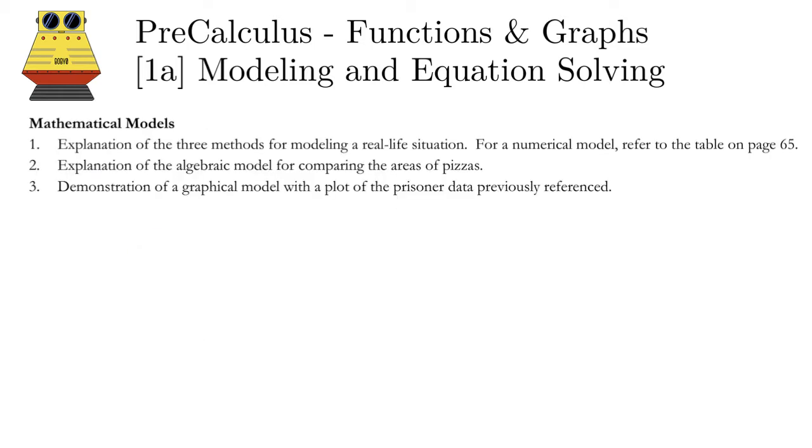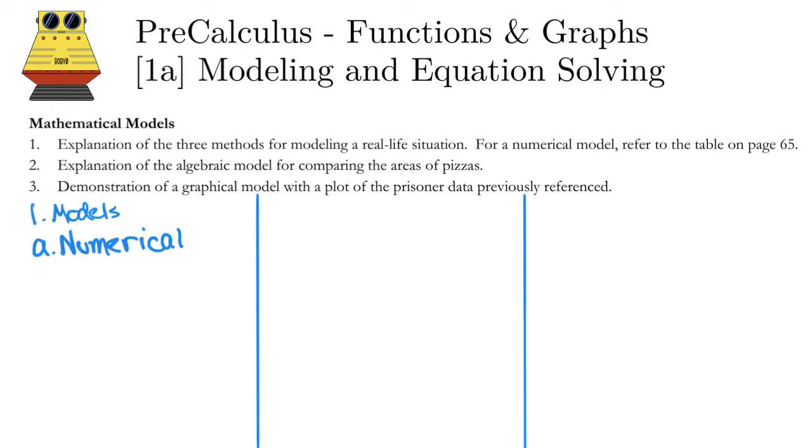Let's talk about mathematical models. There are 3 methods for modeling a real-life situation. There are also 3 ways to solve equations, just like the title of this lesson implies. Before we jot down some notes, let's split up our space into 3 columns. The left column is for the 3 mathematical models, and here they are: numerical, algebraic, and graphical.